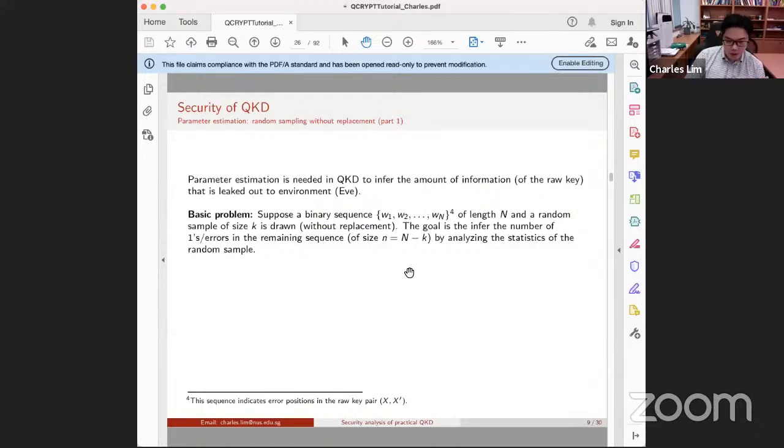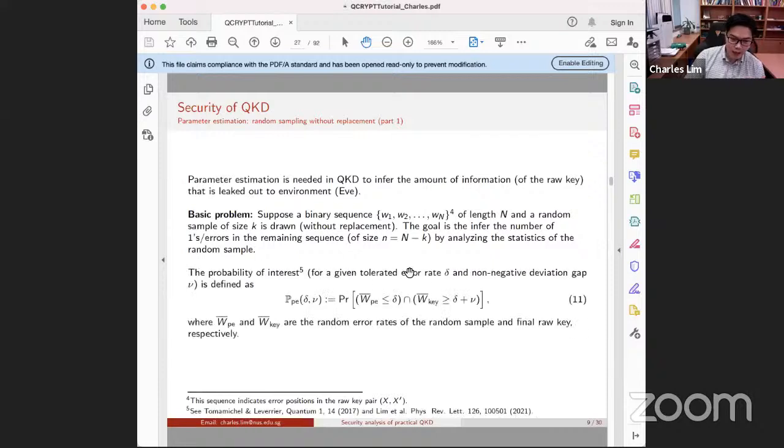And so what we're looking at here, what events are we looking at, is that this is the probability of interest for us, right? And in this case, you need to first define what is the tolerated error rate, and also what kind of deviation gap you're interested in and comfortable with at the end of the day. And in equation 11, you should be able to identify that this corresponds to the average error rate of the random sample, and this would be the remaining error rate in the final key that you'll be using for your error correction as well as your privacy amplification.